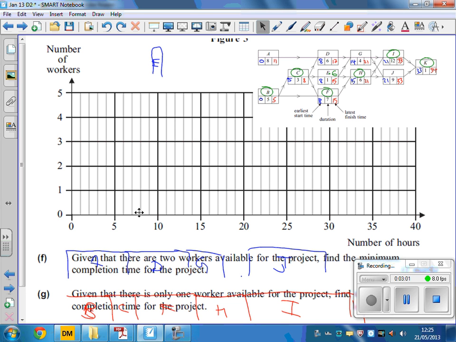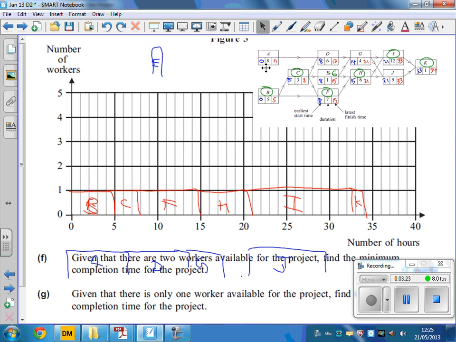This then is the histogram we've got to do here, and you start by putting your critical path along the bottom. So B is going from 0 to 5, C is going from 5 to 8, and I've done that one already down here, and I'll just drop that in there. So there's my critical path going all along there.